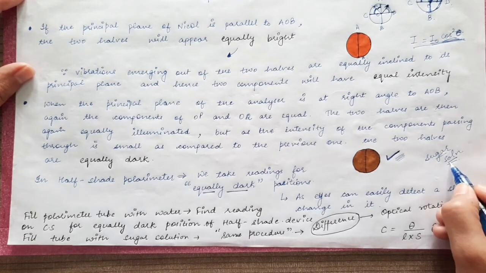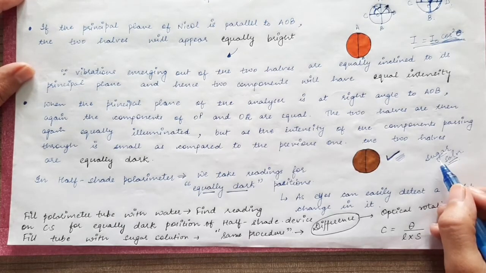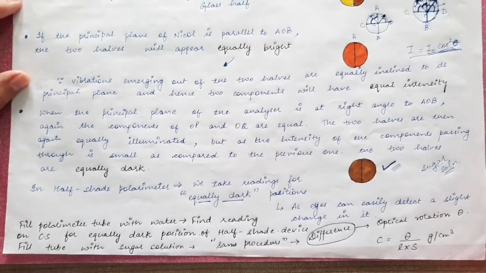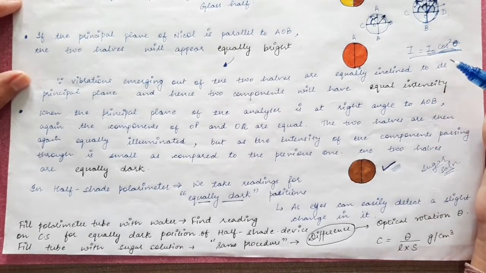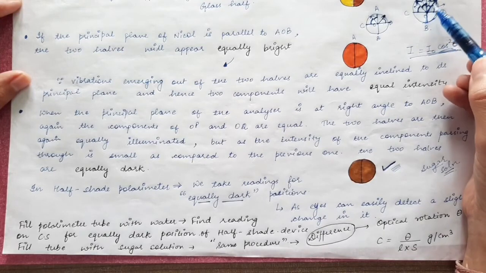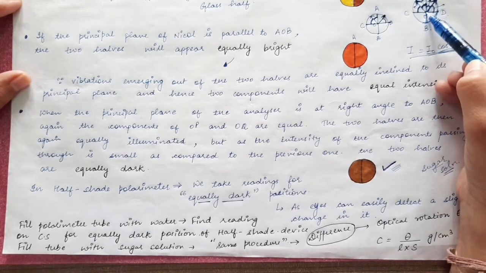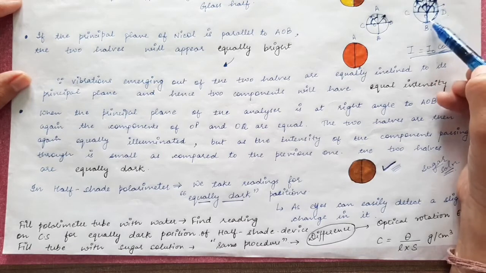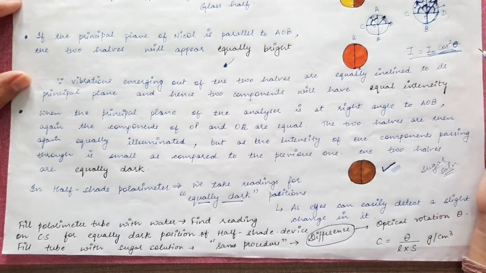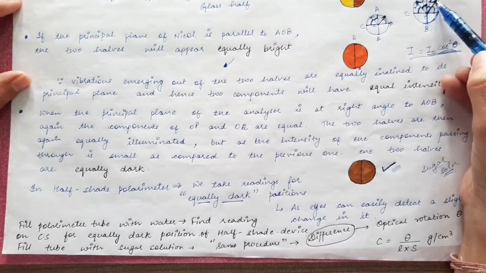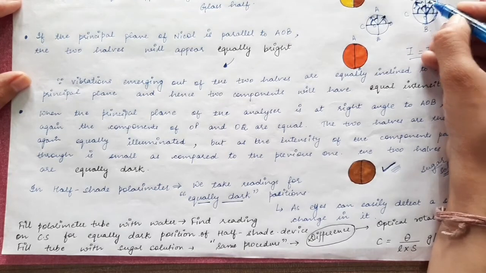So we fill the sugar solution in the glass tube. Now sugar solution is an optically active substance. So when the light coming out of the half shade device passes through the optically active substance, the vibrations will be rotated by a certain angle. Let's suppose this vibration, which is coming out of the glass plate and entering the glass tube, is rotated by a certain angle in this direction.